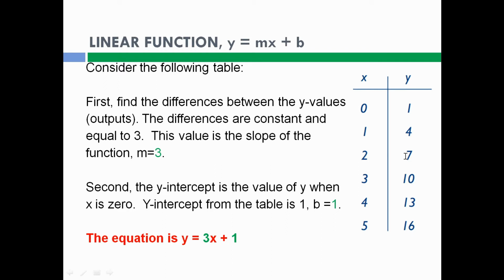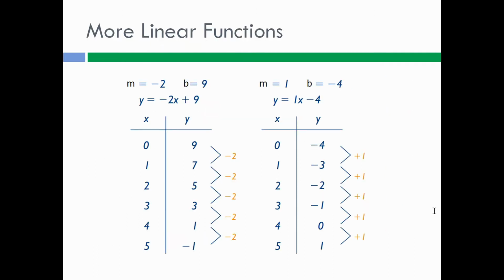Now we were able to determine that this table represents a linear function because the numbers were constant after taking the first difference. Now if the numbers were not constant, then I would have to take the second difference. And in this case, my equation will be a quadratic equation. But we will see this in a minute. So let's see more tables of linear functions.